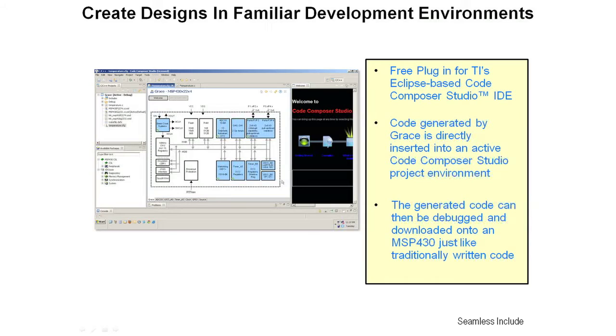Grace works directly inside CodeComposer Studio. It's a free plugin for CCS. In fact, since you have 5.1, it was already part of the download. The code generated by Grace is directly inserted into your active CCS project environment, and then you can go in and debug the code and download it into an MSP430 just like you had written it yourself. In fact, if you like the code that's generated there, you can cut and paste that and take it into your own code.